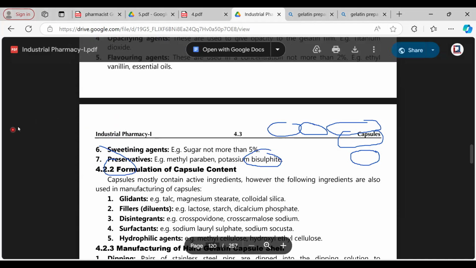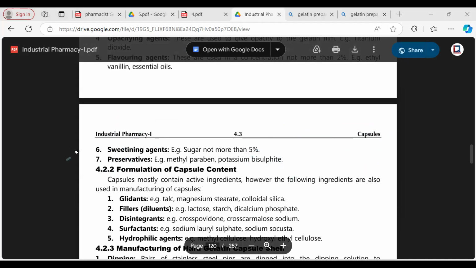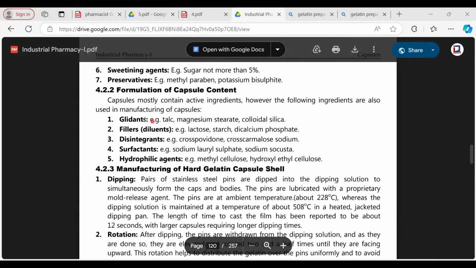Okay, then sweetening agents, preservatives, and so on. That's not so important, you can just have a look. So next important thing, formulation of capsule content.